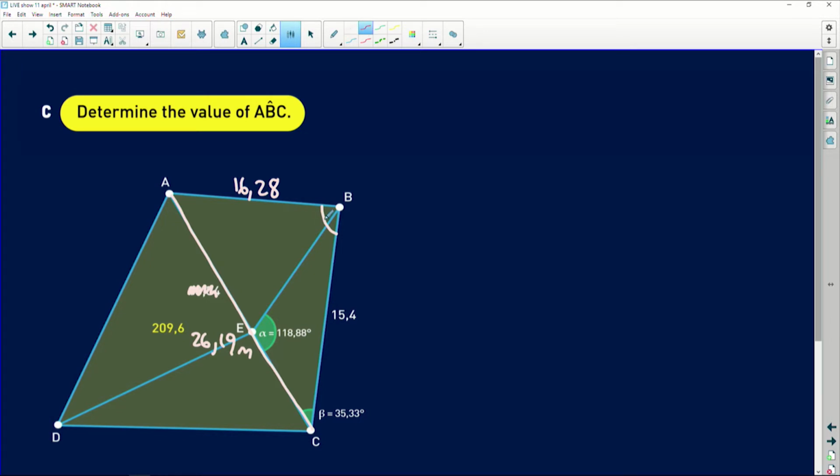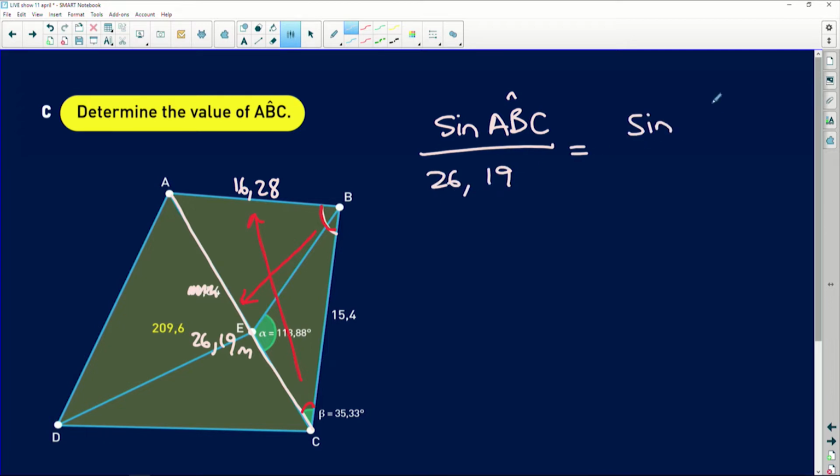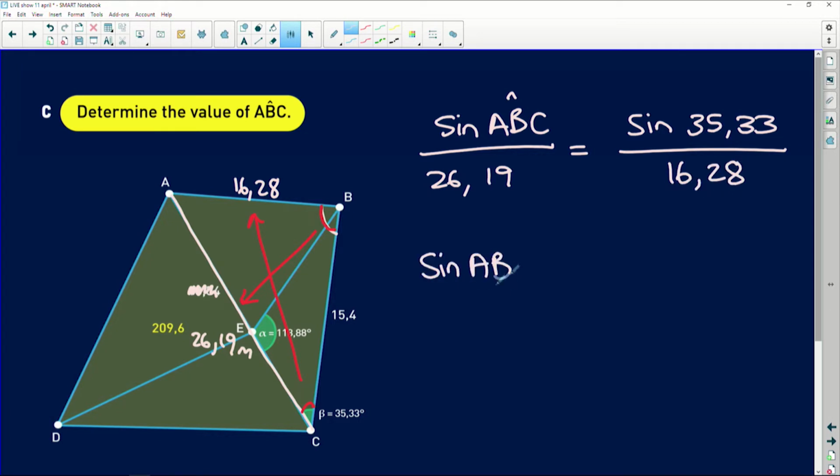Okay, so if we're looking for this angle here, it's opposite that side, and we have this angle here opposite that side, so we can use the sine rule, guys. Okay, so sine of the angle we are looking for over the opposite side, which is 26,19, is equal to sine of that other angle, which is 35,33 degrees, over the opposite side, which is 16,28. Make sine of ABC the subject of the formula. We get 26,19 multiplied by sine of 35,33 all over 16,28.